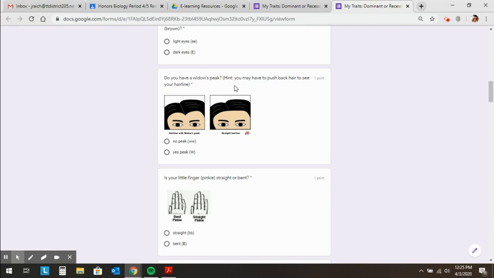If you have long hair, if you have bangs, or if your hair is really messy at the moment, you might have to push back your hair. I know if I got out of bed and just started watching this, I'd probably have to push back my hair. So yes, widow's peak would be a W. No, widow's peak would be two lowercase. And then lastly, is your little finger or pinky straight or bent? Here's a picture. Make sure you write down your answers.